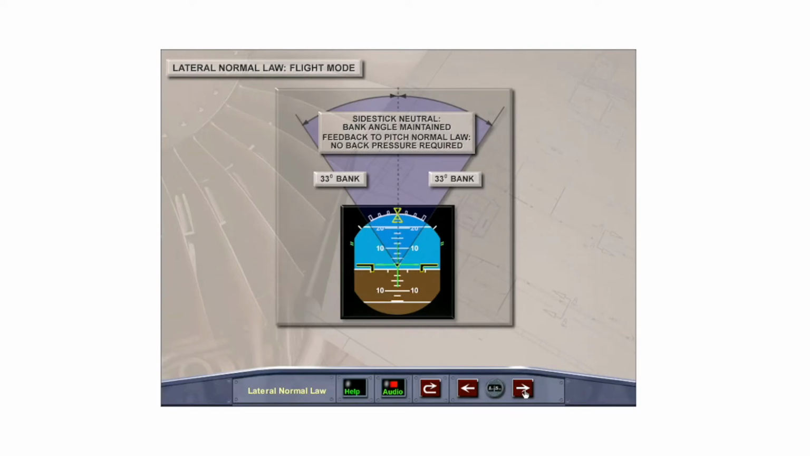The side stick also gives a bank angle demand when it is released to neutral. Stick neutral is a demand for 0 roll rate. Thus, in a bank of up to 33 degrees, the aircraft will maintain the bank angle at the time the stick was released. Also, feedback to the pitch normal law is made, such that up to 33 degrees of bank, an increased G demand is made to compensate for the bank angle, and no additional back pressure is necessary on the side stick while in the turn.